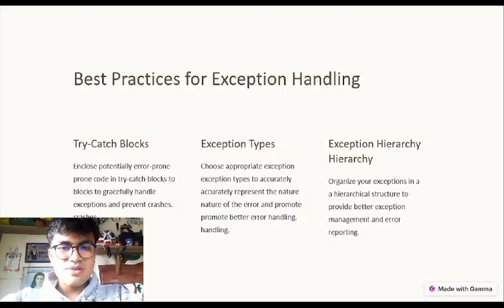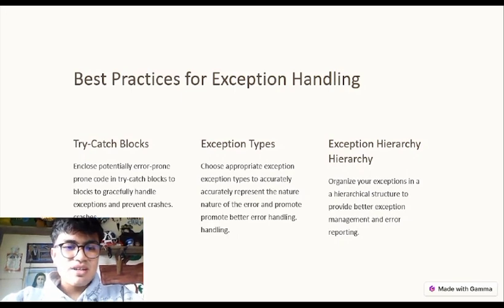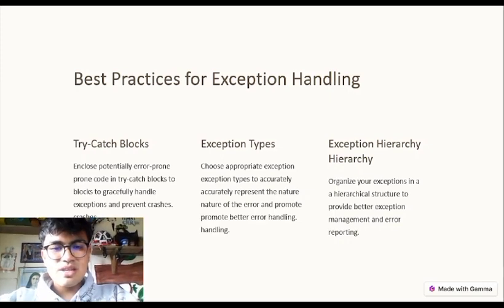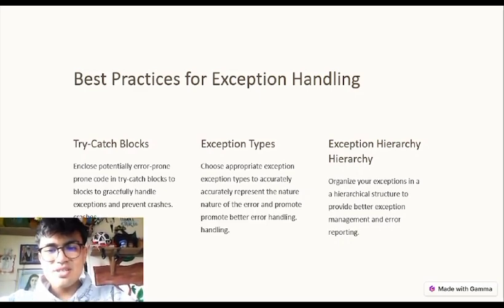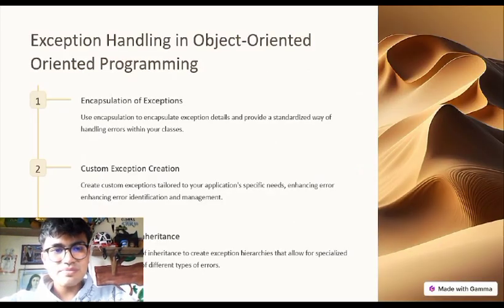Best practices for exception handling. Try-catch blocks. Enclose potentially error-prone code in try-catch blocks to gracefully handle exceptions and prevent crashes. Exception types. Choose appropriate exception types to accurately represent the nature of the error and promote better handling. Exception hierarchy. Organize your exceptions in a hierarchical structure to provide better exception management and error reporting.